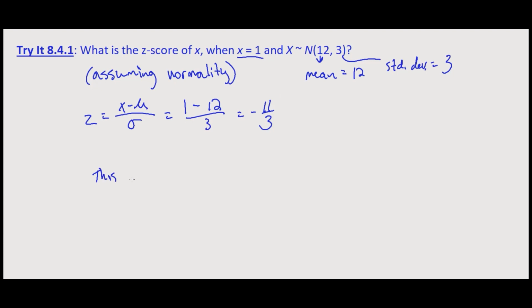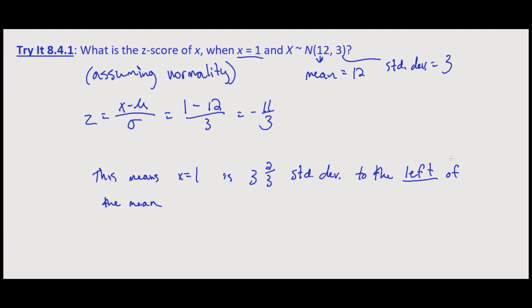Now what this means is that x equals 1 is 3 2/3, because that's what 11 thirds is, 3 2/3 standard deviations to the left of or below the mean, and that's because it's negative.